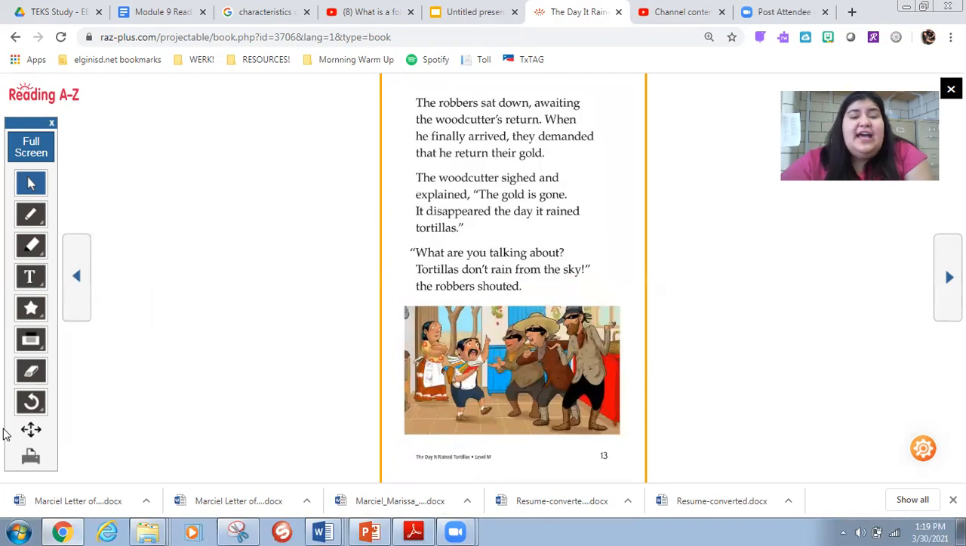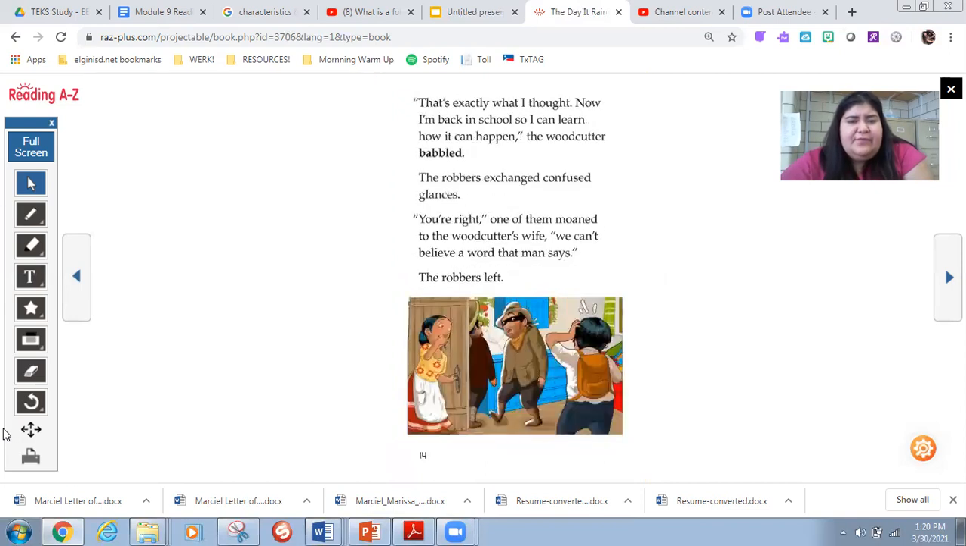The robbers sat down, awaiting the woodcutter's return, and when he finally arrived, they demanded that he return their gold. The woodcutter sighed and explained, "The gold is gone. It disappeared the day that it rained tortillas." "What are you talking about? Tortillas don't rain from the sky," the robbers shouted. "That's exactly what I thought. Now I'm back in school so I can learn how it happened," the woodcutter babbled.